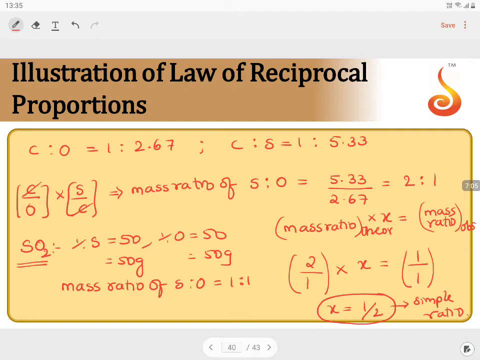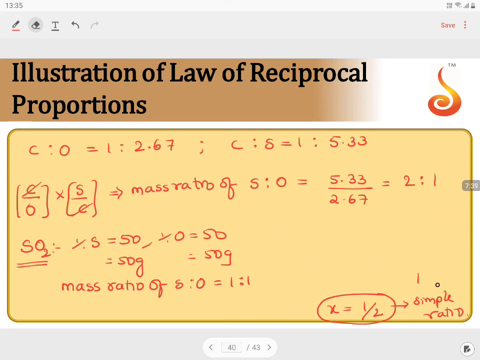So the definition of the law of reciprocal proportions says that if two different elements combine separately with a fixed mass of a third element, the ratio of masses in which they do so will be the same or some simple multiple of the mass ratio in which they combine with each other. So it can be defined in this way. It can be a simple whole number.